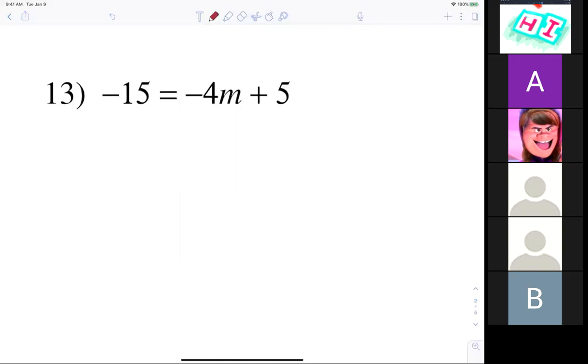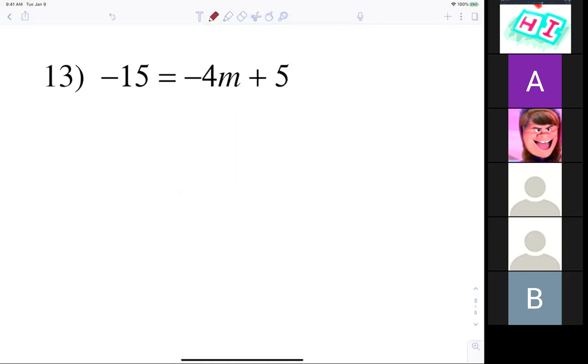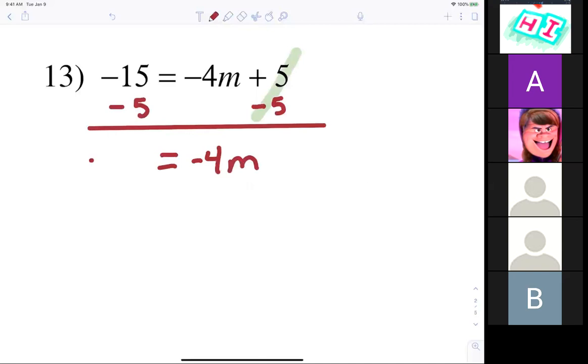So how do I get rid of +5? -5. Yep, we subtract 5 from both sides. Then this cancels. So now I have -4m equals -20.